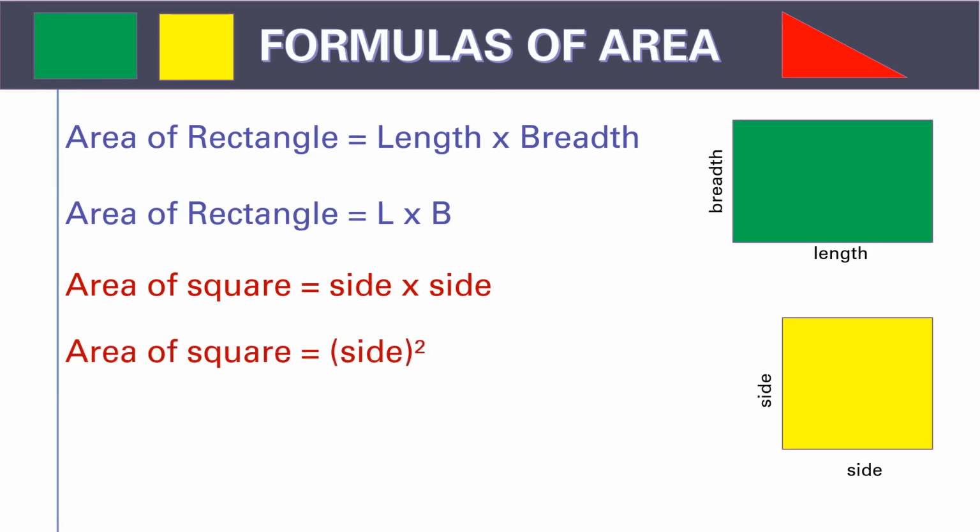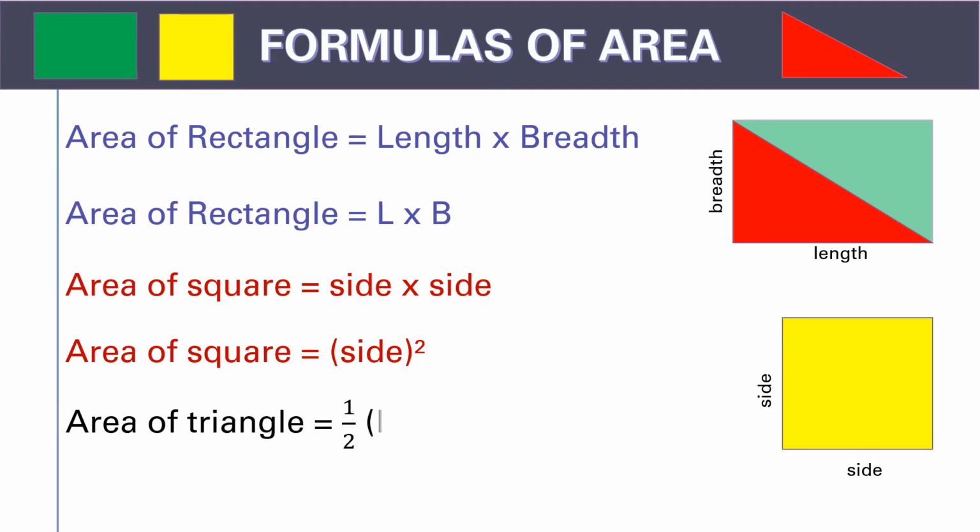If we cut this rectangle exactly in half along a diagonal line from opposite corners, we get a triangle. And this triangle is exactly half of the rectangle. That means the area of a triangle is exactly half of the rectangle. So area of triangle is equal to 1/2 of length multiplied by breadth.